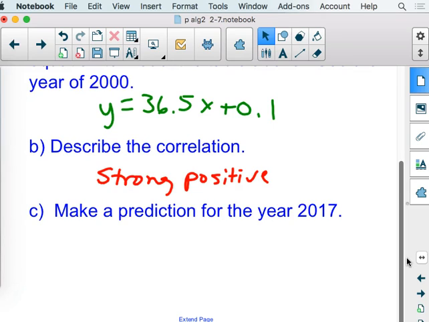So now C says, now that you have this wonderful formula, and you know that it's a strong positive correlation, can you predict what's going to happen in the year 2017 from this information? Well, what would you put in for X?